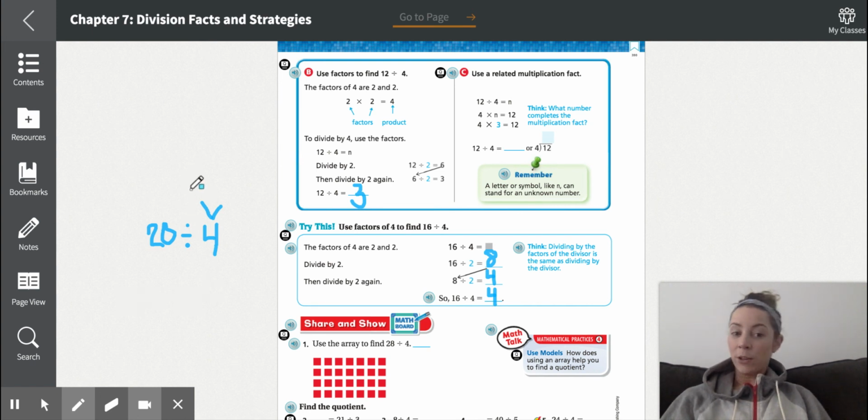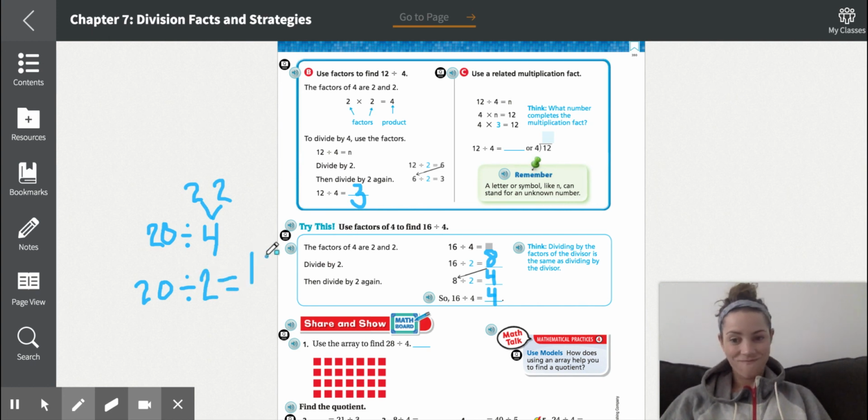Okay, so I'm going to show you how to do this mentally. A 4 is a 2 and a 2. So whenever I'm dividing by 4, I could just do 2 steps of 2. 20 divided by 2, or divided in half, is 10. Now I'm going to take that 10 and divide it by the other 2. 10 divided by 2 is 5. So 20 divided by 4 equals 5. Did you get that? Good job if you did.